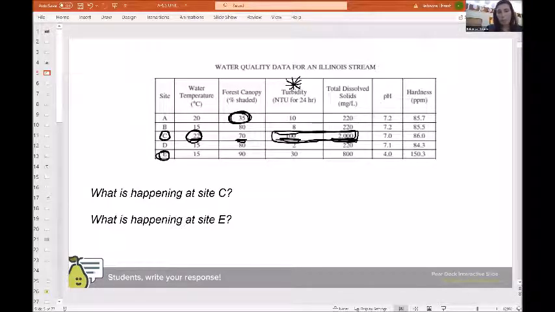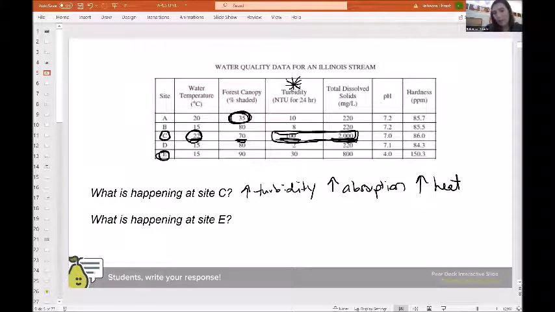So I want you to remember that when you increase the turbidity, you also increase the absorption of light, and that increases heat. Now, what could be happening here to increase turbidity? Something is increasing the amount of sediment that is flowing into this place. So that could be an agricultural area. Somebody's talking about maybe dumping from factories. That could be just dumping sediment. Maybe there was some deforestation near this area and a lot of that soil is just washing into the water.